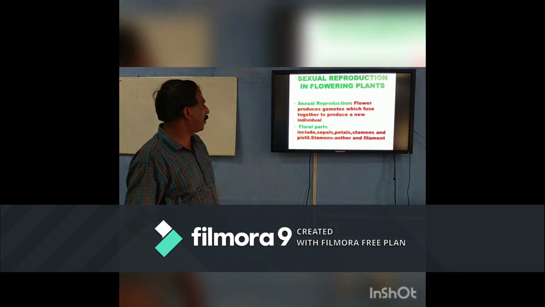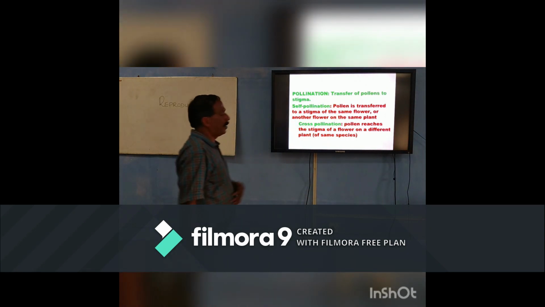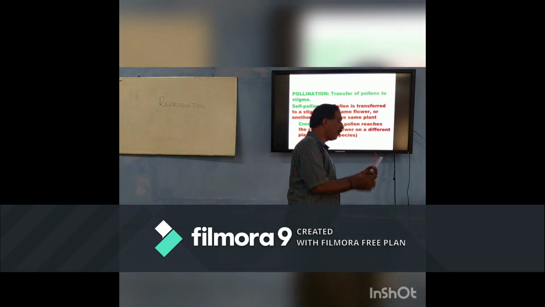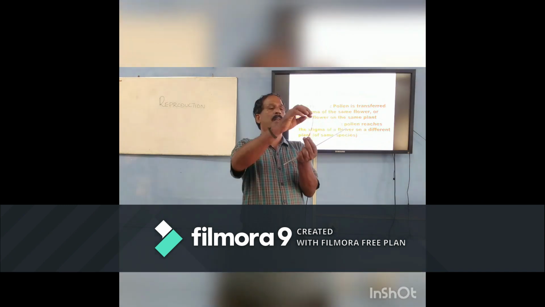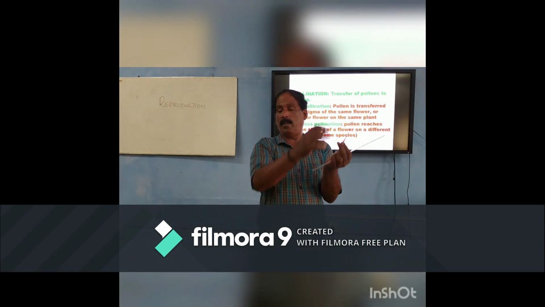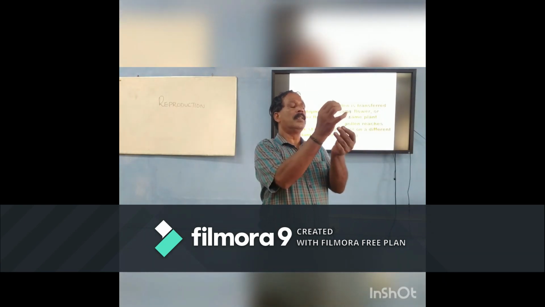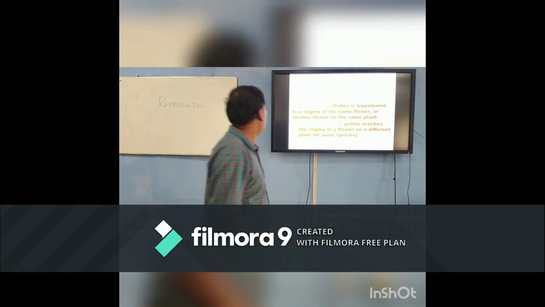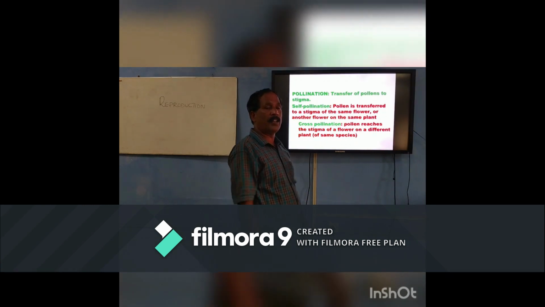Then pollination takes place. Pollination means transfer of pollen to the stigma. This is the stigma, and on the stigma, the pollen will fall. The transfer of pollen to the stigma is called pollination. It is of two types: self pollination and cross pollination.